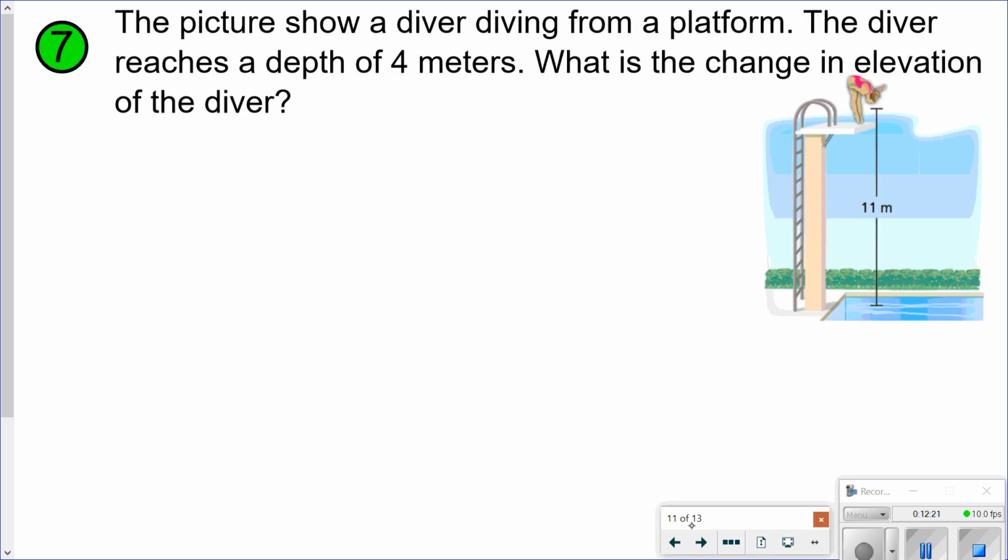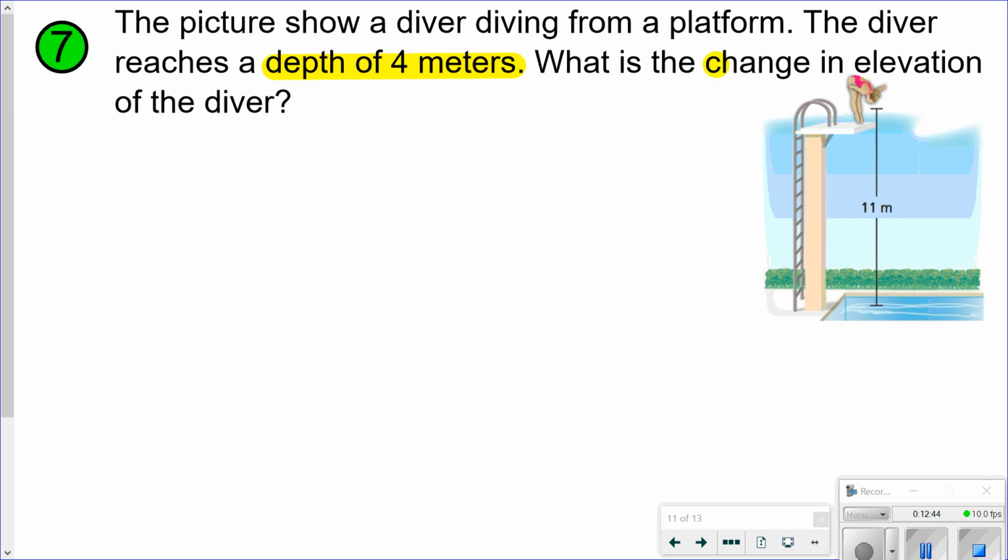The picture shows a diver diving from a platform. The diver reaches a depth of 4 meters. That word depth is important. Means how deep it goes under the water, so that's going to be a negative integer. And the question is asking, what is the change in elevation of the diver?